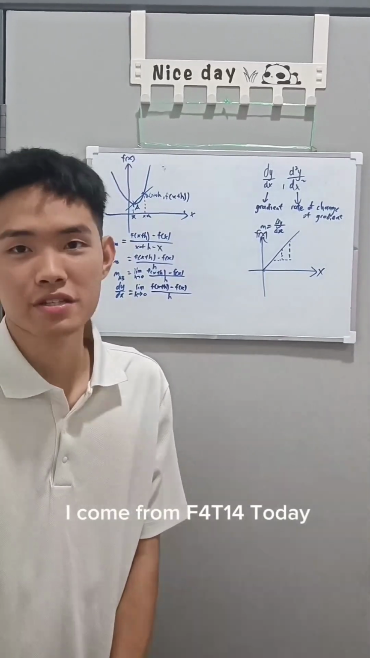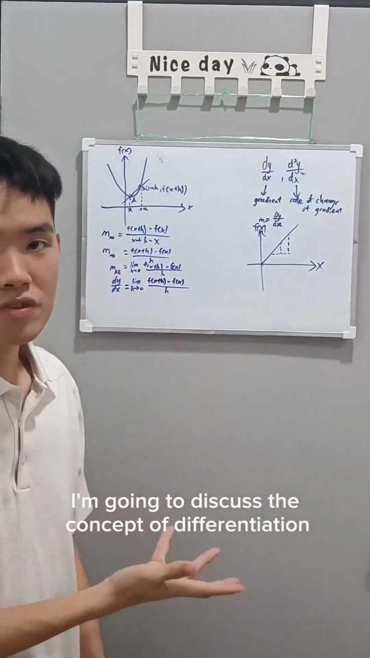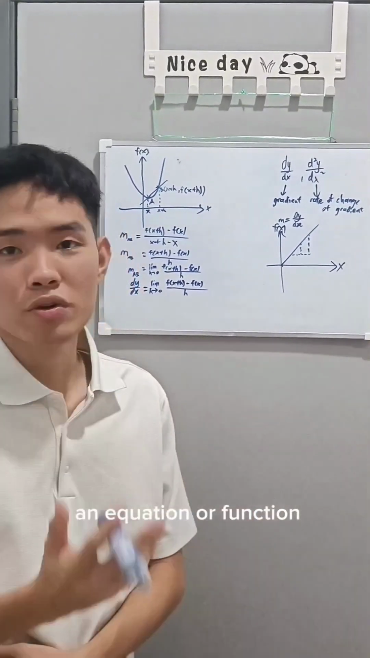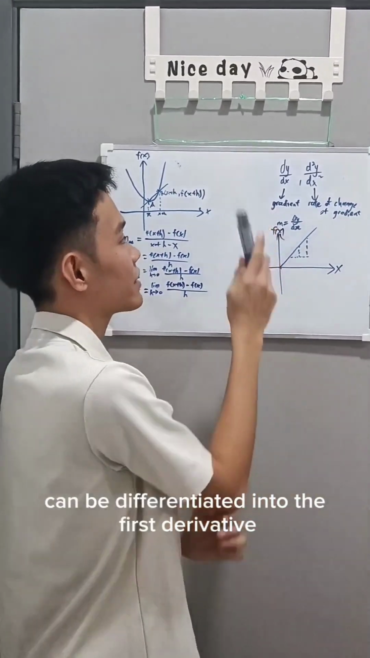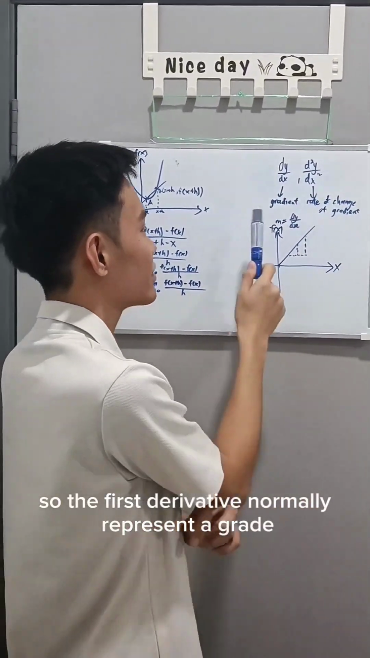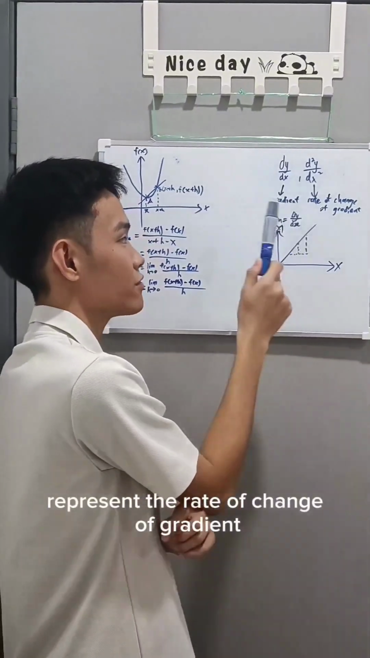I come from F4014. Today I'm going to discuss the concept of differentiation. We have learned differentiation in secondary school. We know that an equation or function can be differentiated into the first derivative, second derivative, and so on. The first derivative normally represents the gradient, and the second derivative represents the rate of change of gradient.